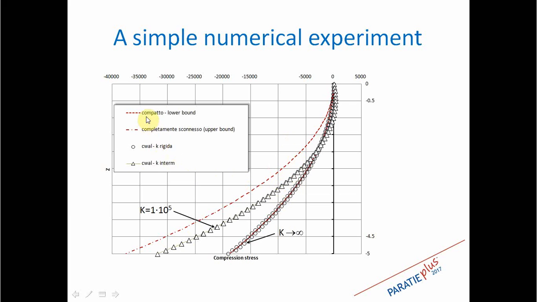Of course, if the element is compact, here we have the minimum compression stress. Whereas, if the joint is fully loose, we have the maximum situation where compression stress occurs. And then here we have some intermediate value depending on the stiffness.